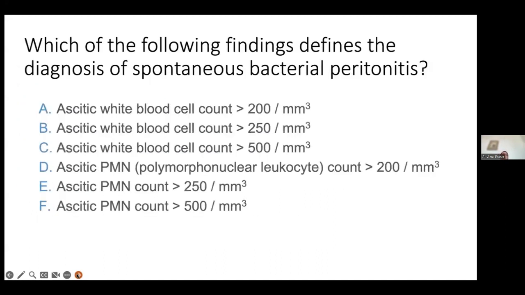So which of the following findings defines the diagnosis of SBP, spontaneous bacterial peritonitis? So the options are basically, is it based on the white blood cell count in the ascites or the polymorphonuclear leukocyte count? And then what's the cutoff? Is it 200, 250, or 500? All right, very good. The people that have answered so far, they all got it right. E. It's a PMN count in the ascites of more than 250.